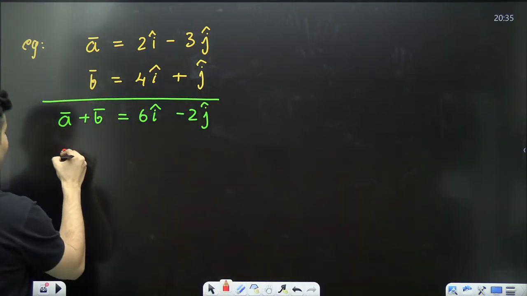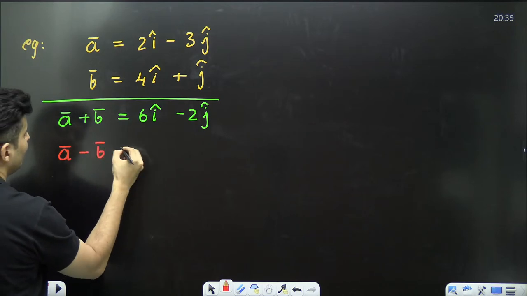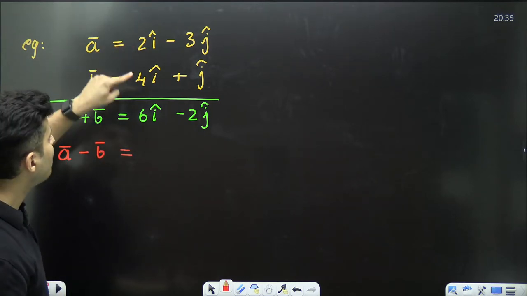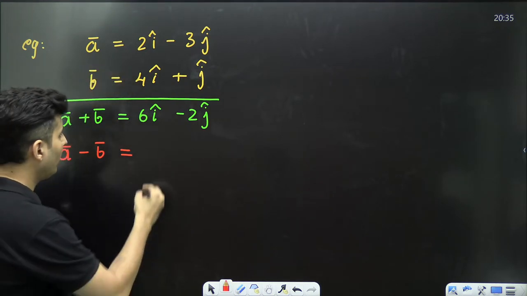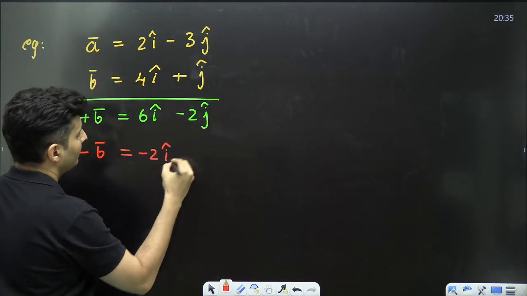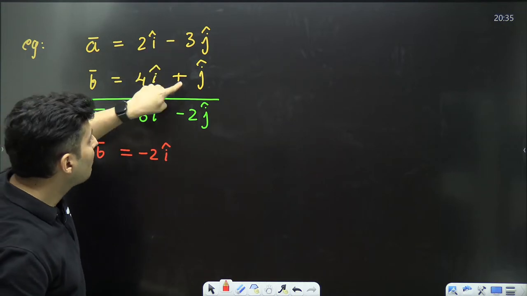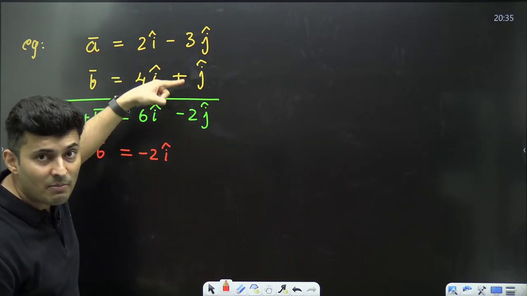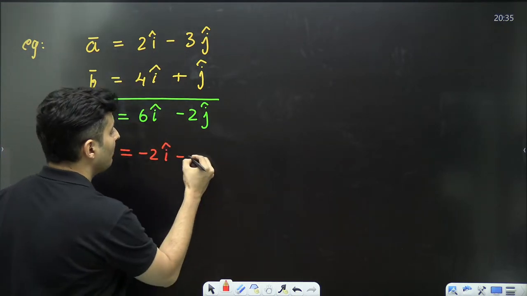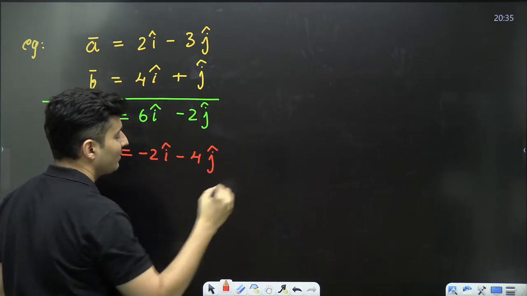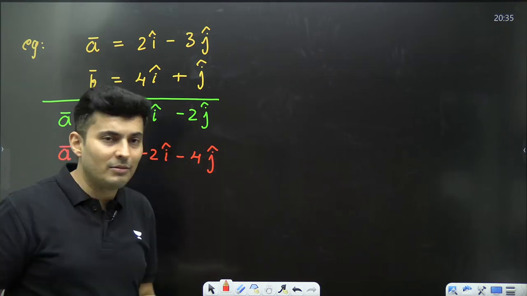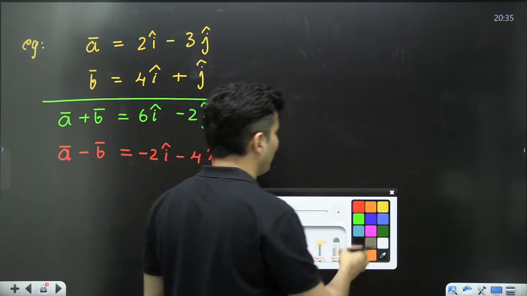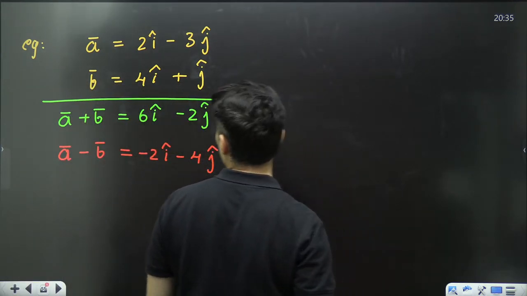If somebody tells you, find A bar minus B bar: A minus B, 2 minus 4 is minus 2 i cap. Minus 3 minus 1 is minus 4, so minus 4 j cap. That's it. So easy. So simple. This is how you add and subtract vectors, guys, in components.